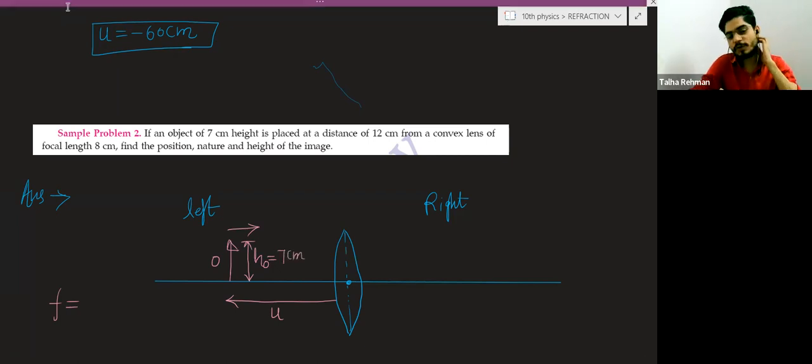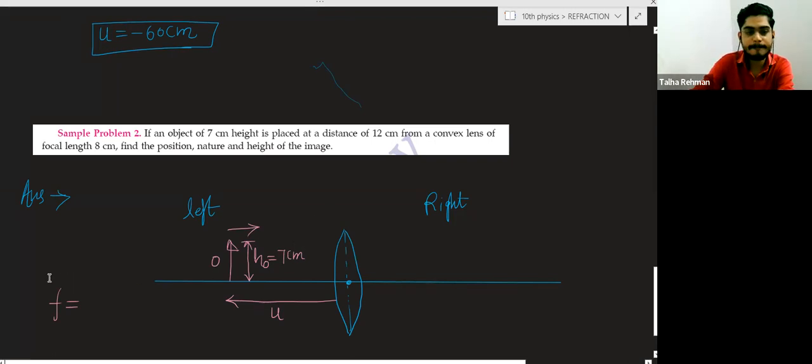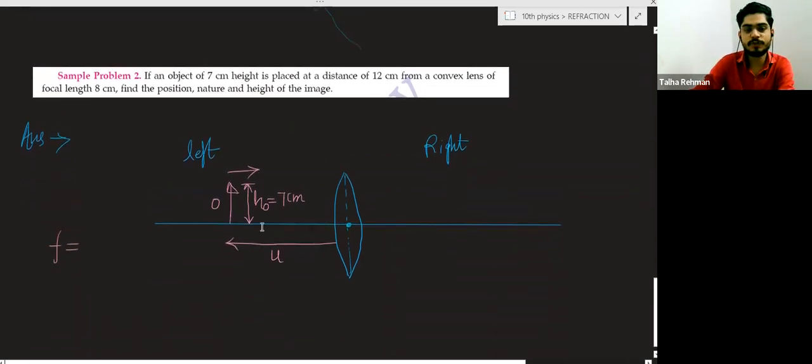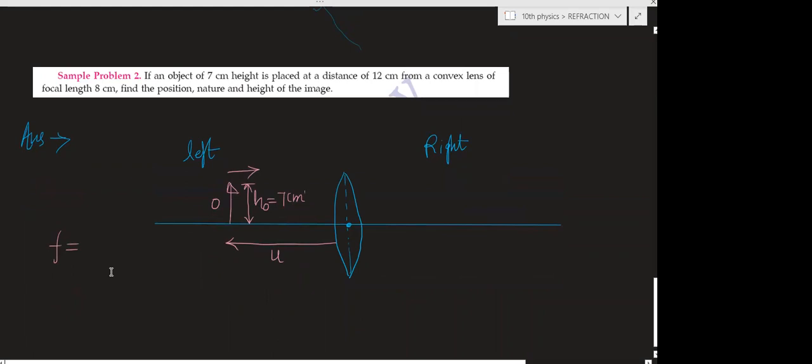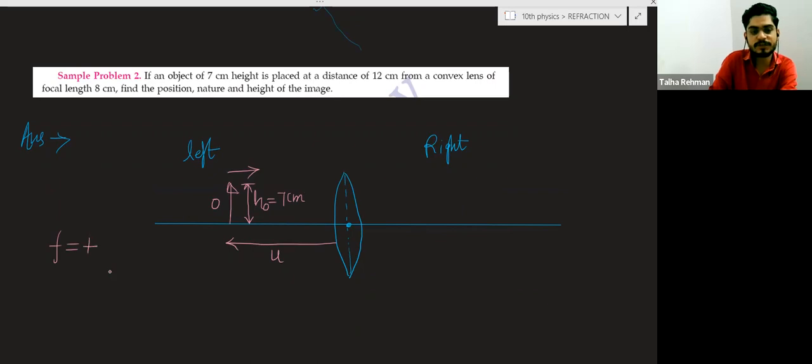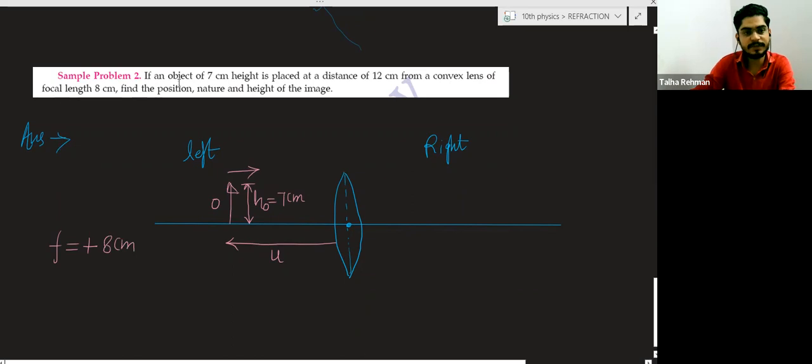So will you take the height of the object as positive or negative? Because your object is above the principal axis, the height of the object you will take positive. And the focal length, will you take positive or negative? Again you will take the focal length as positive, because this is a convex lens. Focal length 8 centimeters is given, and they are saying this height is 7 centimeter and the object is placed at a distance of 12 centimeter. So this U is 12.